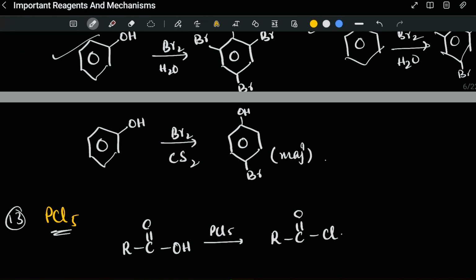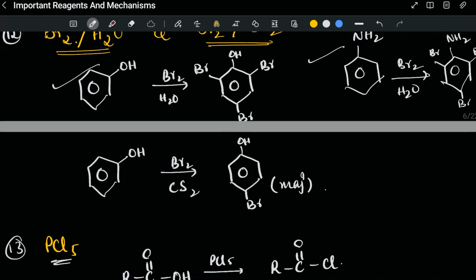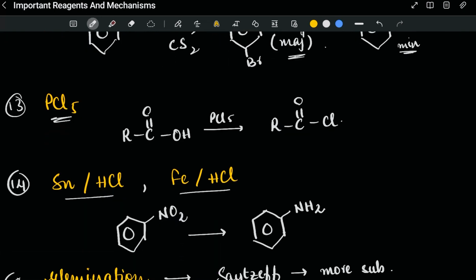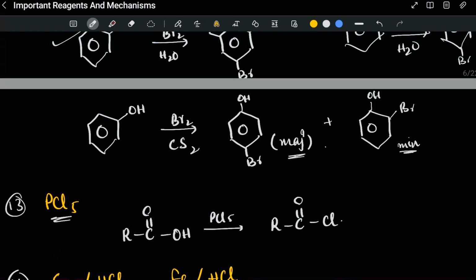But in order to avoid this, I want only one bromine to be substituted. Then I can use CS2, carbon disulfide. Then two products are formed. One is at the ortho position, one is at the para position, bromine and OH. Okay, this will be a minor product while this will be a major product. This is bromine water or bromine CS2.